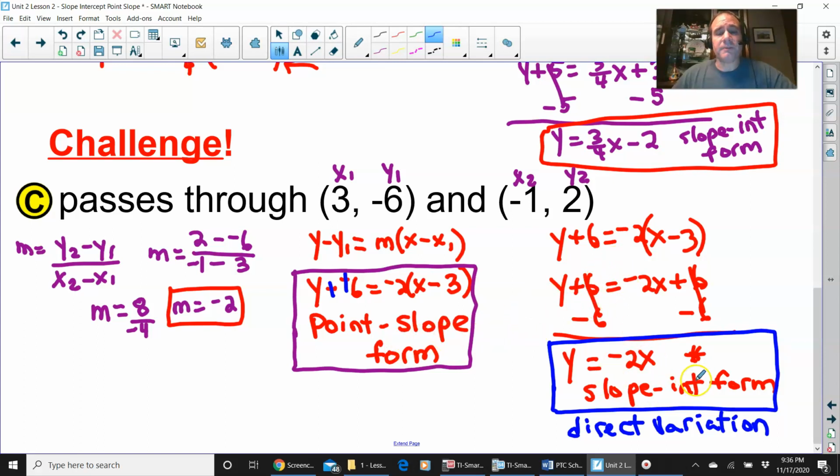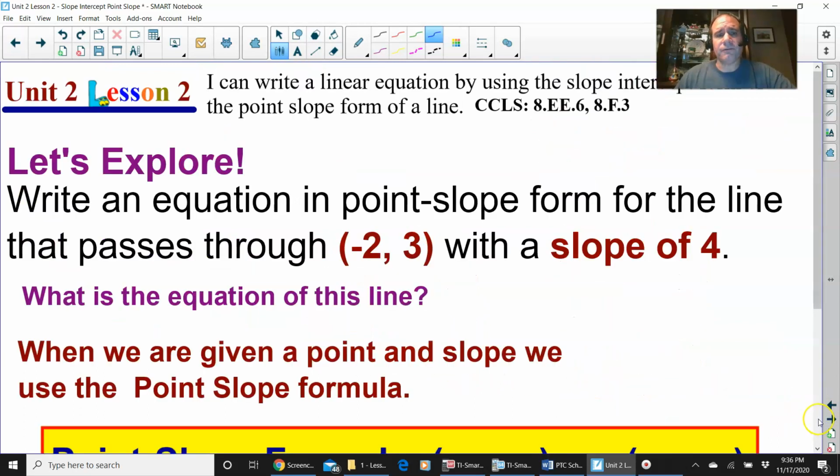Since I want slope intercept form, I have to take that, do the distributive property, and solve for y. When I do, I get y equals -2x. That is slope intercept form, where the slope is -2 and the y-intercept is 0. This is a direct variation. It's a line that goes through the origin. All right, press pause if you need to copy any of that down, because we are moving on.